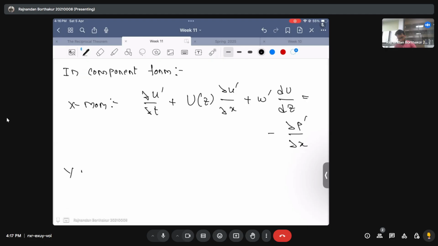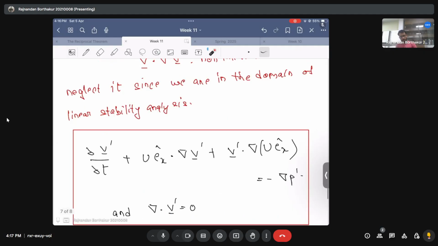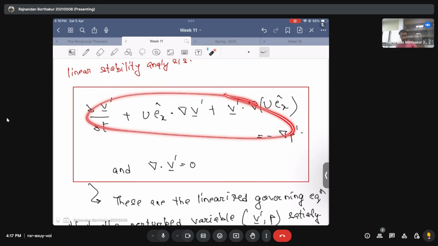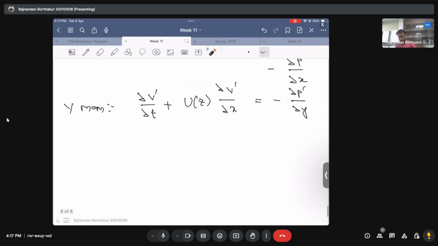Similarly, you can write your y momentum as del v prime by del t plus u, which is a function of z, of course, times del v prime by del x plus, this term is not going to be there, and this is equal to minus del p prime by del y. That's very simple. We are just writing this equation in component form. That's all that we are doing.